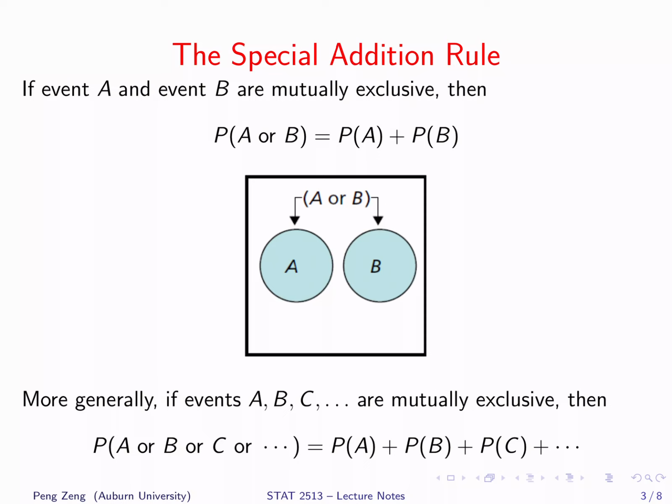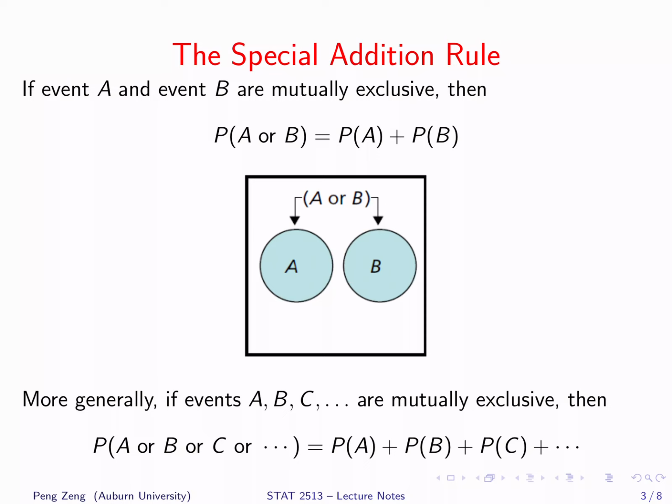The first formula is applicable when event A and B are mutually exclusive. In this case, if we want to calculate probability of A or B, we can directly calculate the sum of probability of A and probability of B.